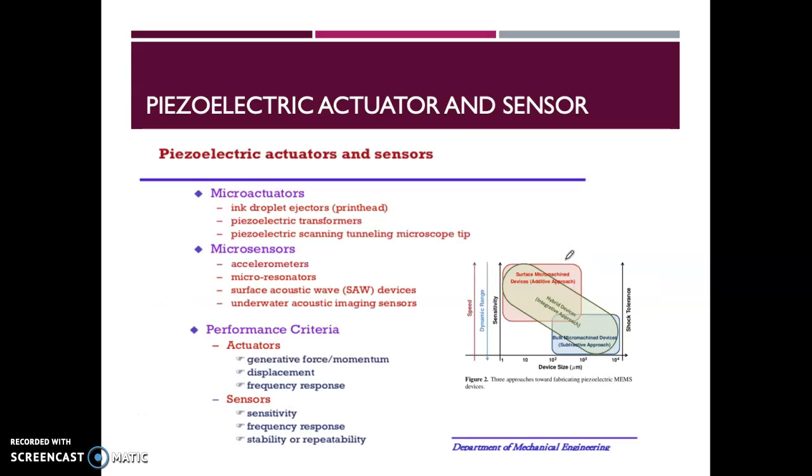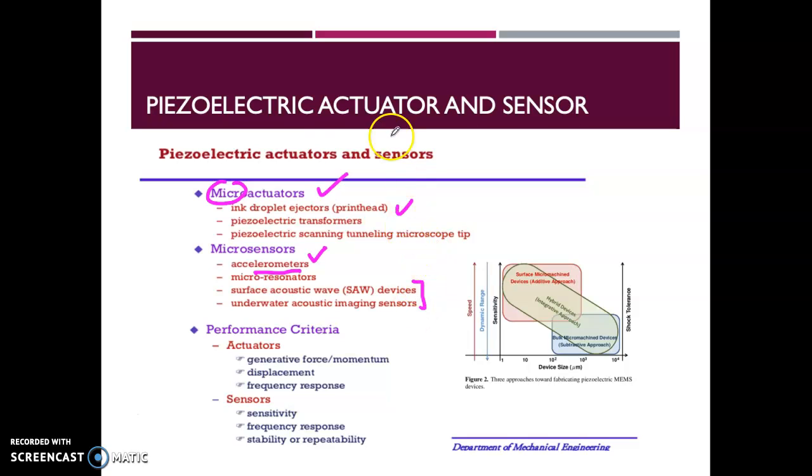So what are the examples of the piezoelectric device? There are two parts. One is the actuator, another one is a micro sensor. So we're talking about MEMS, right? So it will be a very small device, micro. Inside your micro actuator for the piezoelectric, one of the famous examples is the printhead ink droplet ejectors. That is the printhead. Another one is for the micro sensor. The most popular one is the accelerometer, and there is another part here, that is surface acoustic wave devices.